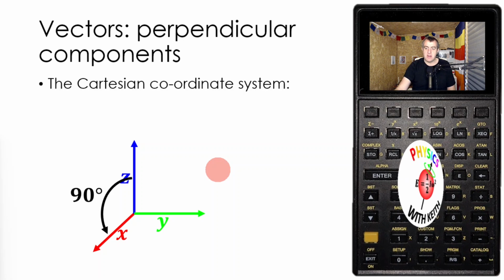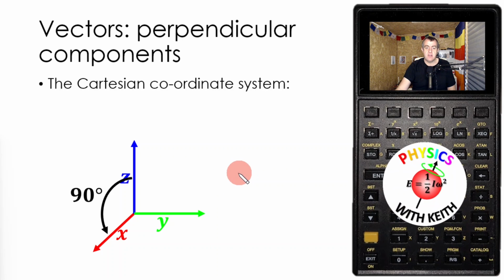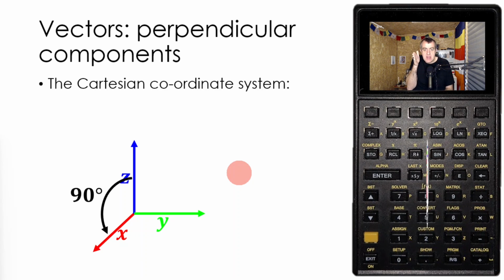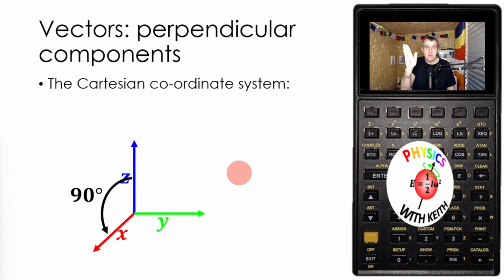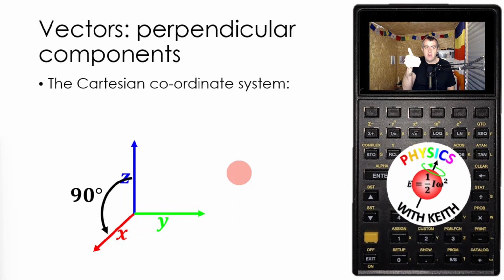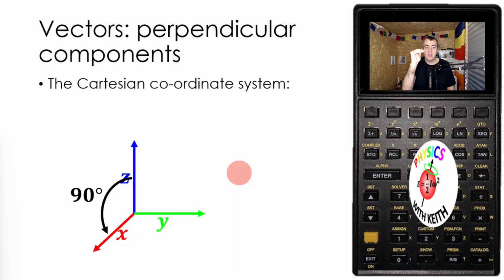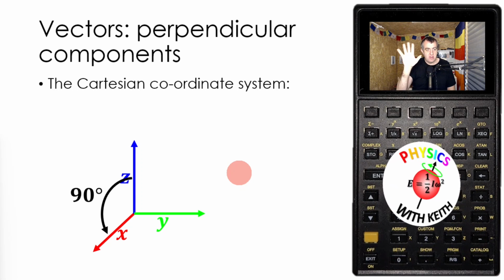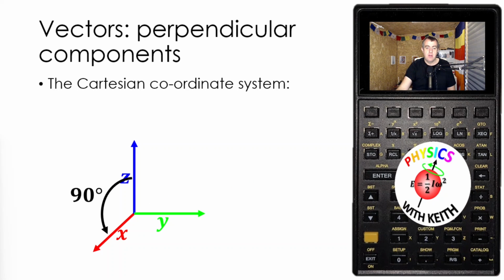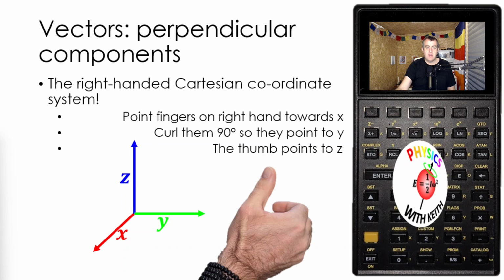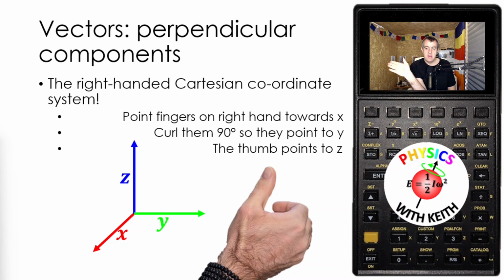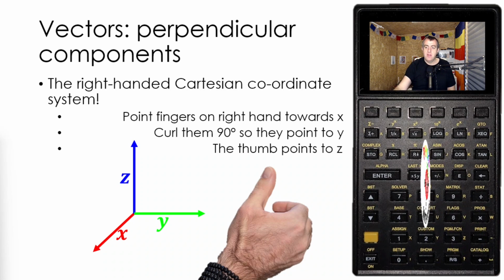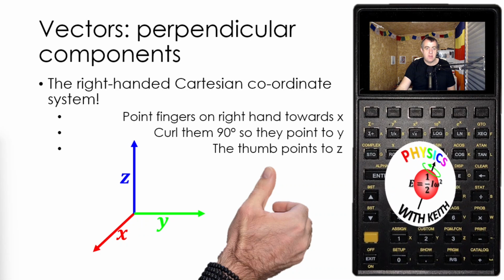So let's talk about that right-handed system then. In the right-handed system, what you do is you extend the fingers of your right hand in the direction of X, and then the direction you can turn your fingers, that's the direction Y. The thumb points in the direction Z. You've got to use your right hand. So taking my hand like this, X, then rotating round to Y, Z points up. That is a right-handed coordinate system.